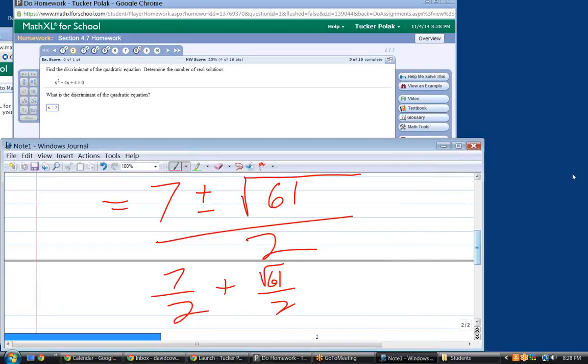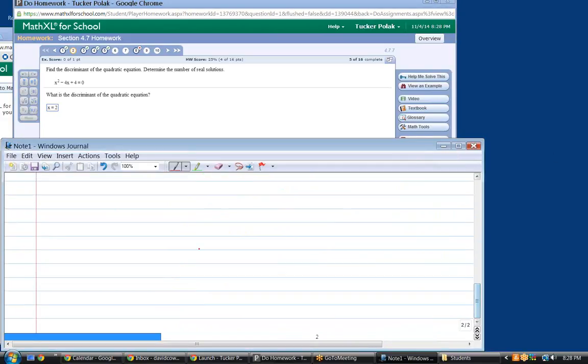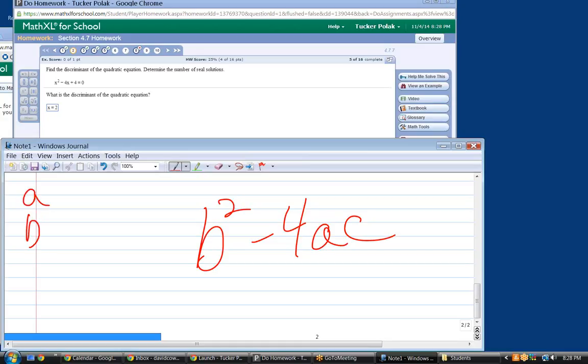What is the discriminant of the quadratic equation? Well, the discriminant is b squared minus 4ac. So it's a number. It's always a number. And it's not x equals a number. It's the discriminant is equal to a number. So what's A, B, and C in this quadratic? 1, -4, and 4. So what's this equal to?